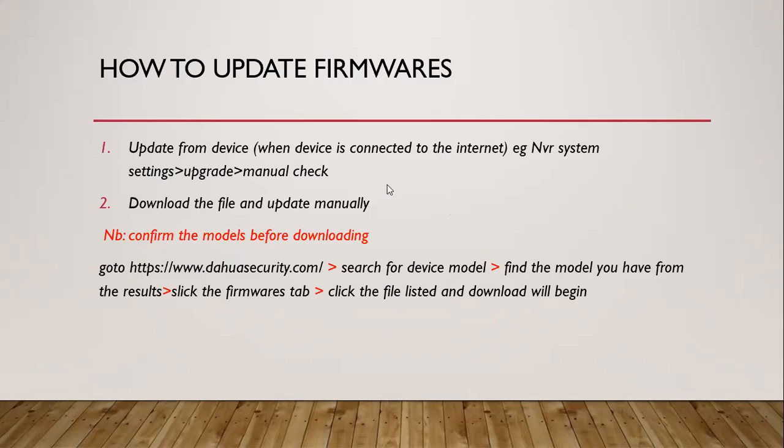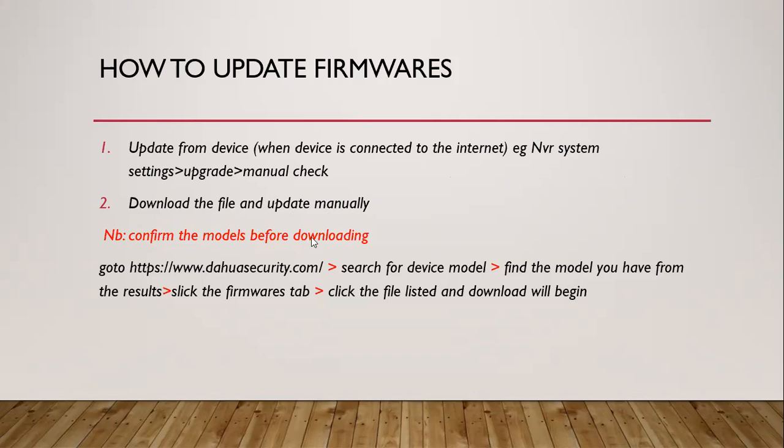If you want to do an update to any of the devices that you have, you can either update from the device or you can download the firmware manually. If you want to update the device online, you ensure the device is connected to the internet. For supported models like an NVR, you ensure your NVR is connected to the internet, then you can check for updates. It will check the update automatically, find the relevant version, and if it's a higher version, it will update it in the system.